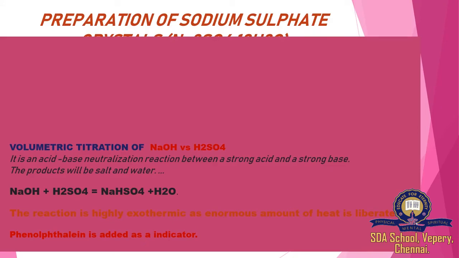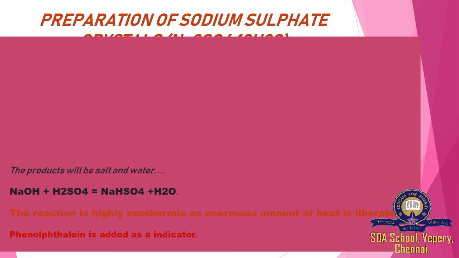Next, volumetric titration of sodium hydroxide versus sulfuric acid. Here it is an acid-base neutralization reaction. We are taking a strong acid, sulfuric acid, and a strong base, sodium hydroxide. The products will be salt and water. Obviously, it's a neutralization reaction.